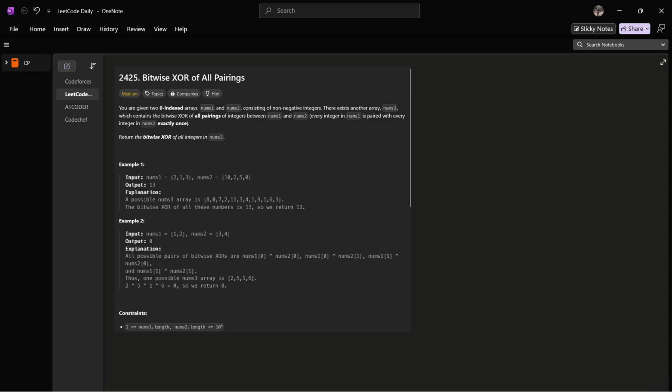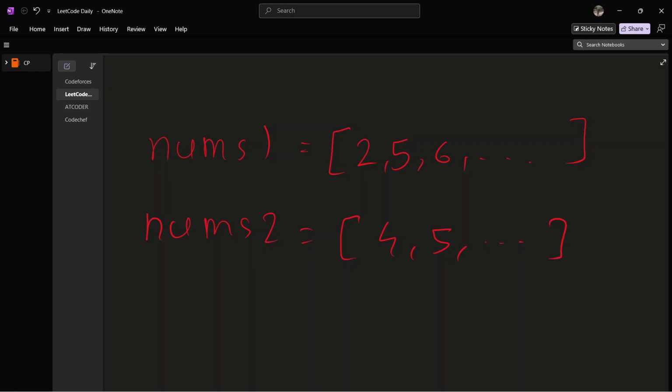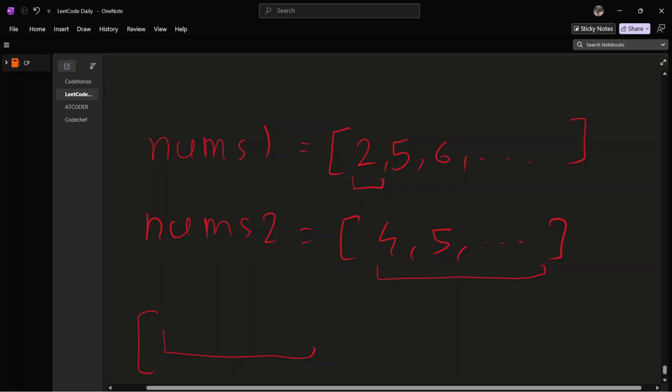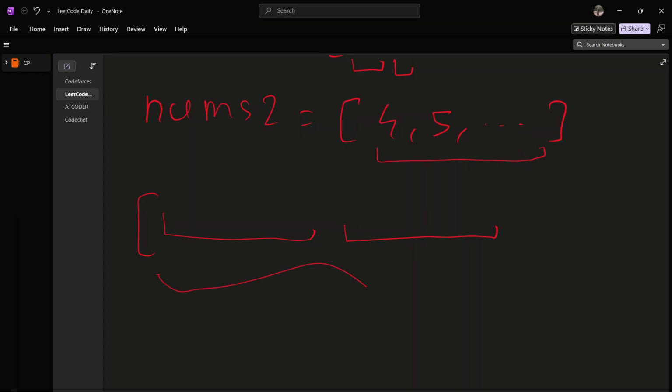Now, if we see the question, let's say this is nums1 and there are some elements. So this is 2, this is 5, this is 6, and there is this nums2, with 4, 5, or any numbers, right? So I will take the bitwise XOR of 2 with each number in this array and write it. Then I will take bitwise XOR of 5 with each number in this and write it here. And finally, I have to return the bitwise XOR of this whole array.